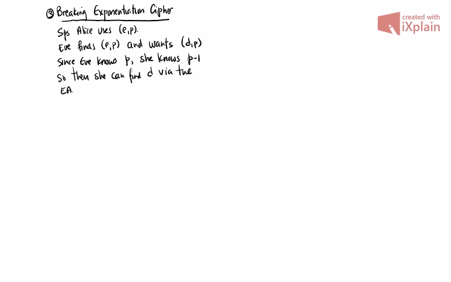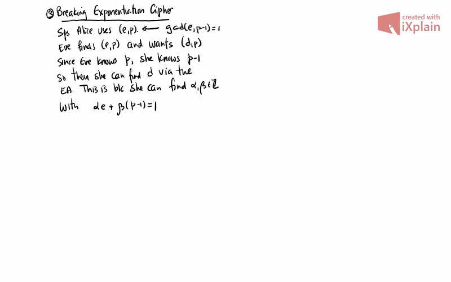Now, if you've forgotten how this works, let's make it clear. This is because she can find alpha and beta in the integers with alpha E plus beta (P minus 1), not congruent, let's be careful, equal to 1. Remember how this works: this E, P has the property that the GCD of E and P minus 1 is 1. So the GCD can be written as a linear combination. That's what we did right here. This is a linear combination of E and P minus 1.